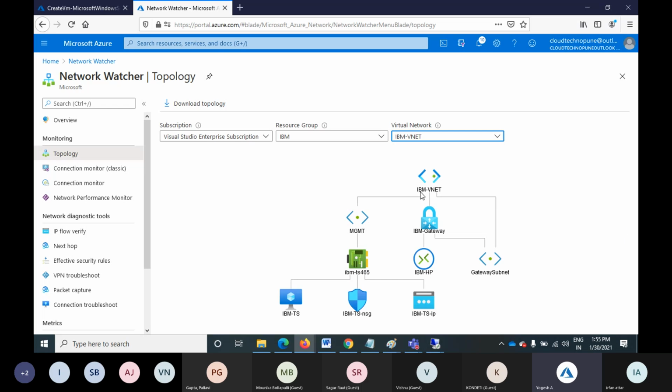Okay, so this is the VNet, IBM VNet. Under the IBM VNet, you have deployed two subnets, management subnet and gateway subnet. Under the gateway subnet, you have deployed the gateway. Under the gateway, we have created one connection, which is IBM to HP. And under the management subnet, we have deployed one virtual machine. That particular network card is connected to your subnet. This is the NSG and this is the public IP, IBM TS public IP.